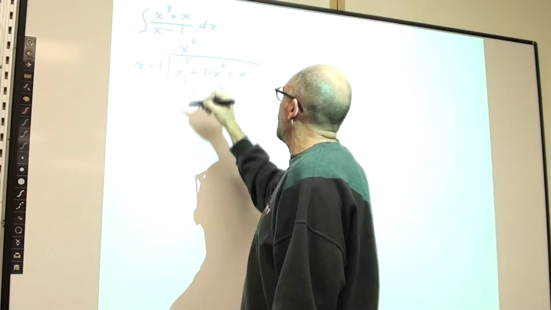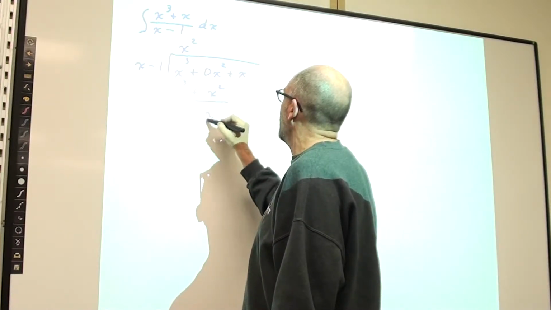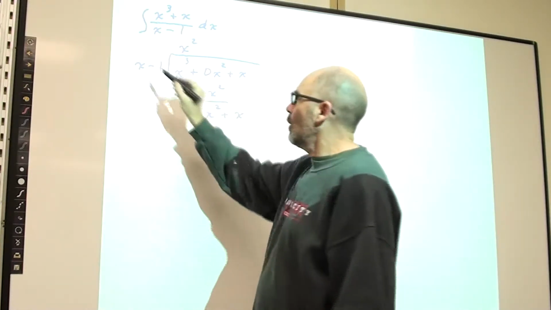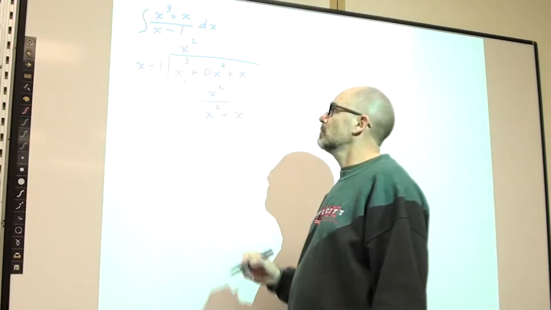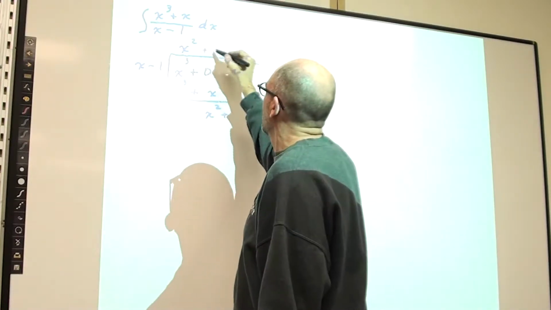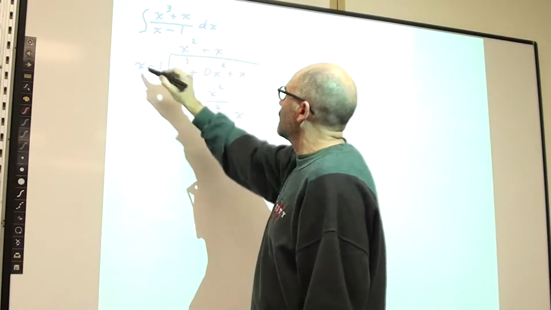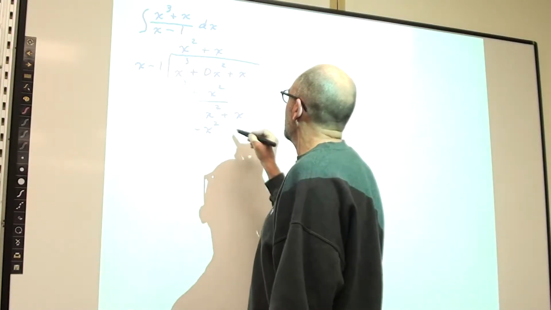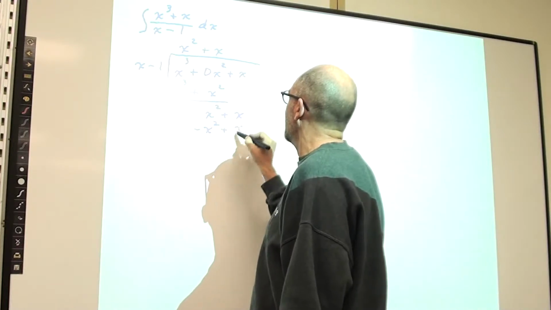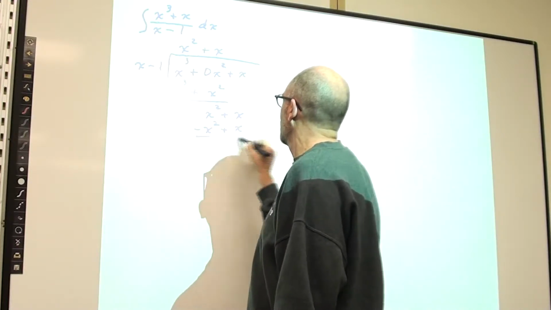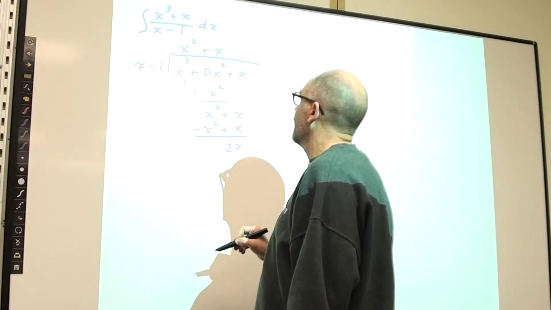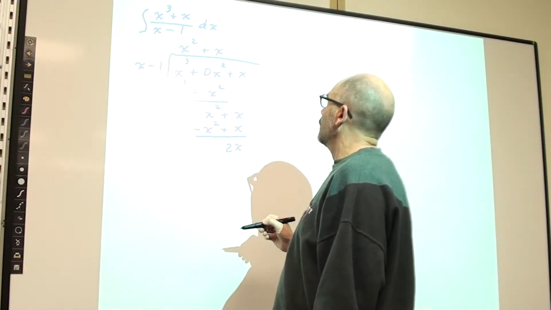So we end up with no x cubed, 1x squared. Now we bring down the x. What do you multiply x by to get x squared? X. Okay, so x times x is x squared, change signs and add. X times a minus 1 is minus x, change signs and add. Okay, so we end up with 2x, and that's our remainder.